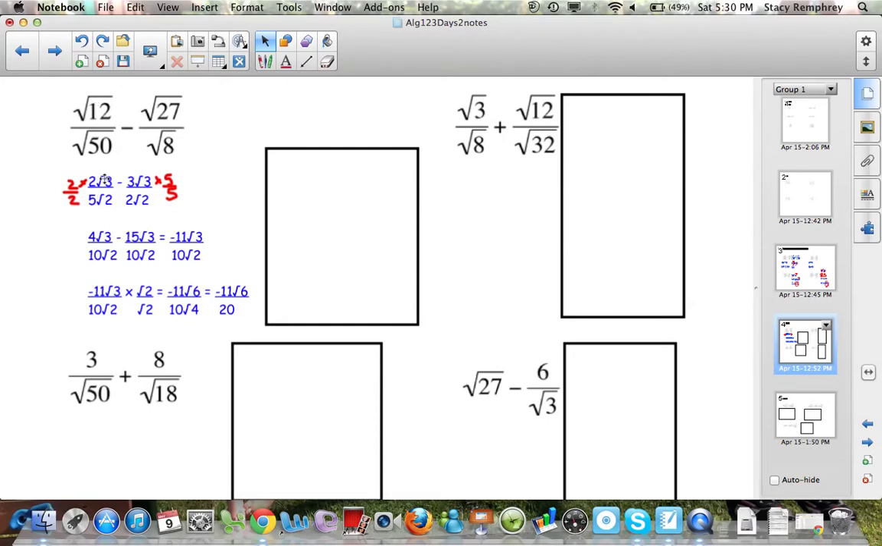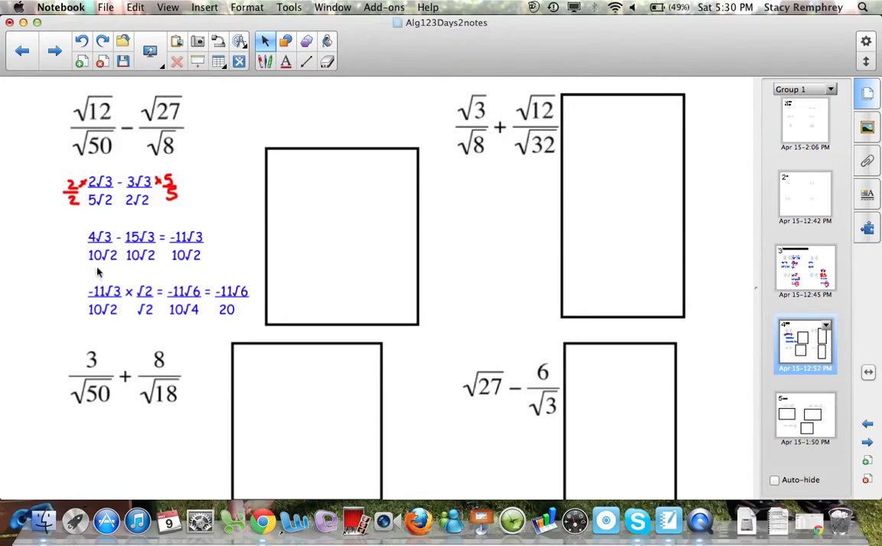Square root of 12 is 2 root 3. Square root of 50 is 5 root 2. Square root of 27 is 3 root 3. Square root of 8 is 2 root 2. And then I said, well, I'm adding and subtracting. I need common denominators. I see they both have a root 2, so that's good. But I need the number in front to be the same. So what can 5 and 2 go into? 10. So I multiplied top and bottom here by 2.